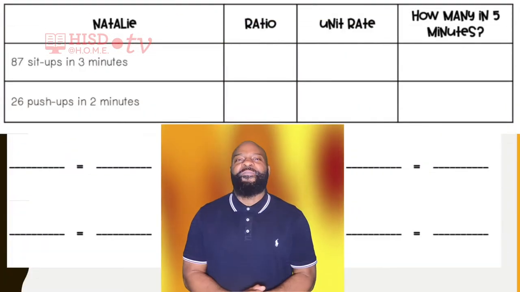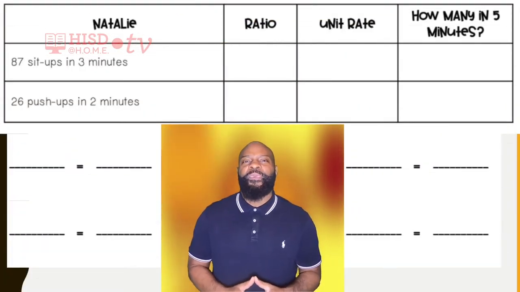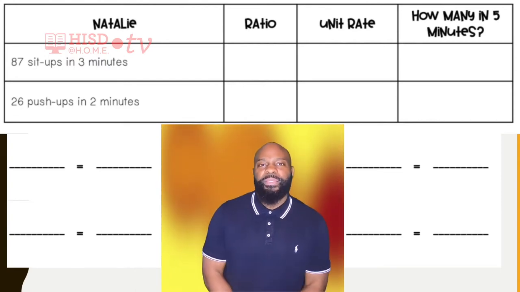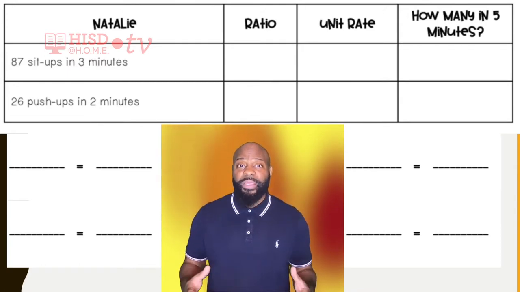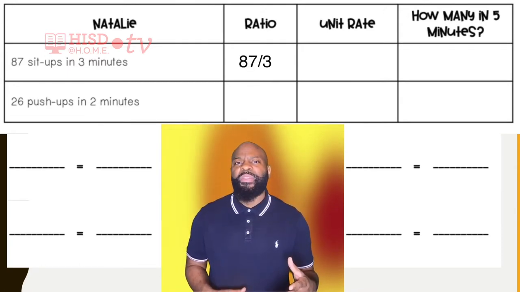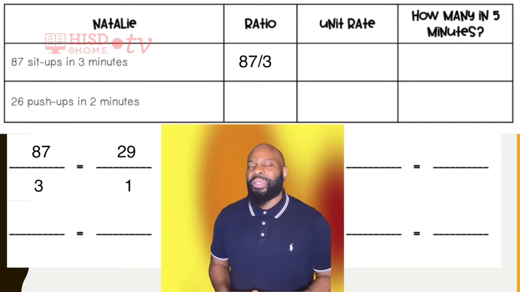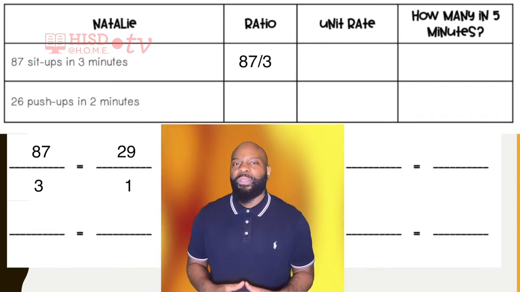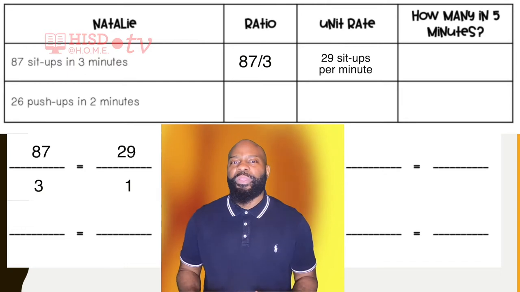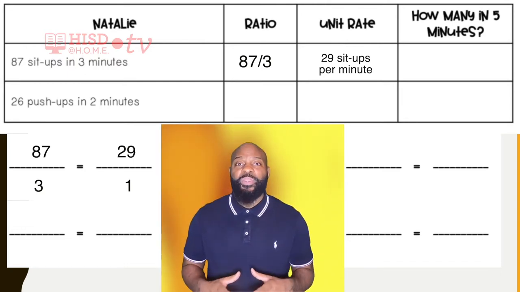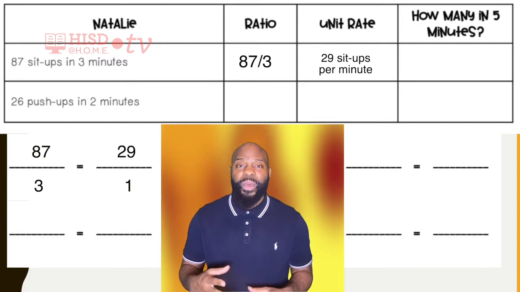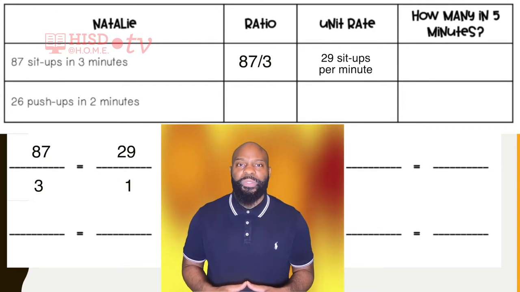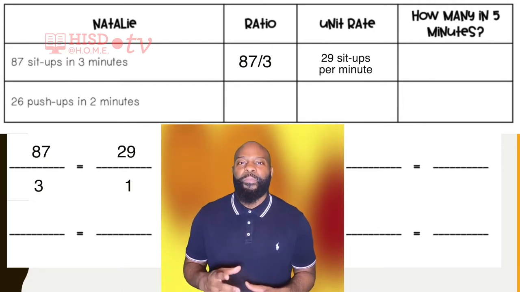Okay, guys, now it's time for our first activity. The first scenario, Natalie does 87 sit-ups in 3 minutes. I make my ratio in a fraction form, which is 87 in the numerator and 3 in the denominator. And then I'm going to simplify that. But remember, unit rate, we're trying to get per one. So per minute is what we're looking for. If I divide the numerator and the denominator both by 3, I get 29 over 1. So therefore, she's doing 29 sit-ups per minute.